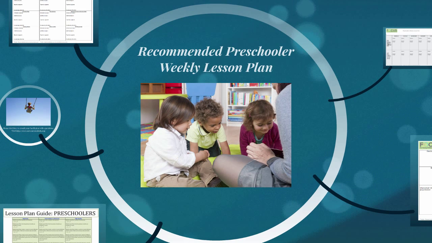Now we will take a look at the 3-page lesson plan for preschoolers that is recommended for use in New Mexico. The preschool version is similar to the infant-toddler version, but there are some differences. The preschool lesson plan is more specialized with essential indicators, while the infant and toddler version has components.